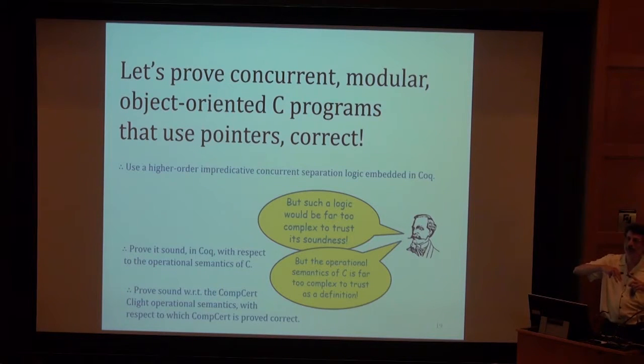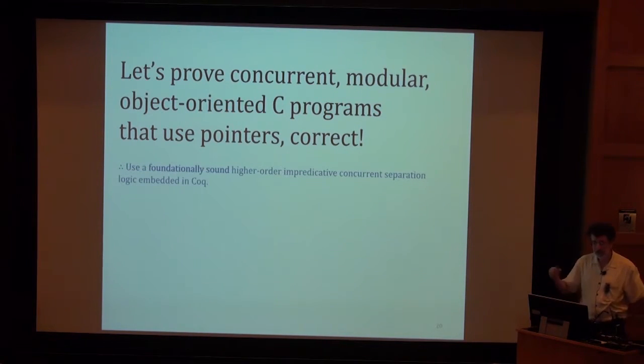If you prove your program has some property in Verifiable C, and you compose that proof with the proof of CompCert's correctness when you compile it with CompCert, then whatever language it happens to have been written in, it will have the end-to-end property that when the compiled program runs, it will have the behavior you proved. Okay, so we'll use a foundationally sound higher order impredicative concurrent separation logic embedded in Coq.